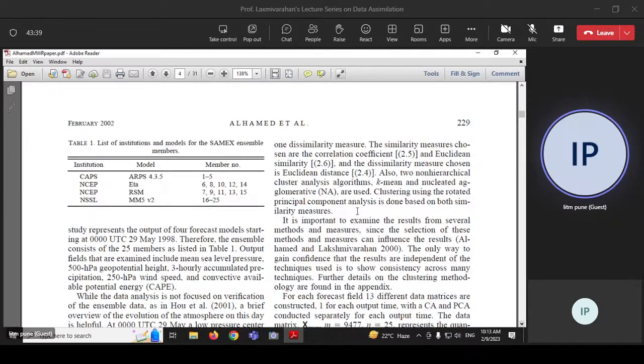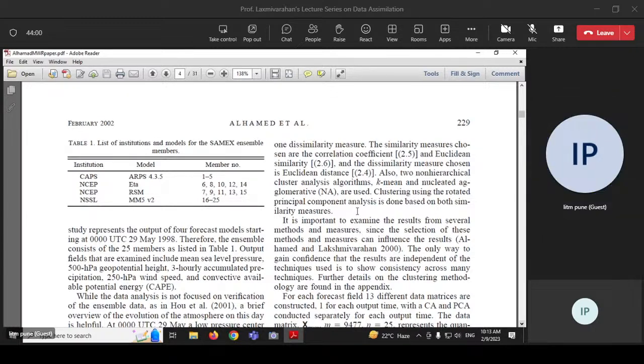And what was the question? Question was, do these models have anything similar to each other? How does the difference in physics affect? How does the difference in initial condition affect the solutions? What are the things we are looking for in ensemble forecasting? Why do we do ensemble?